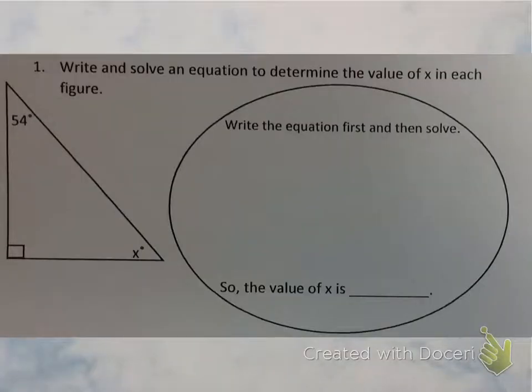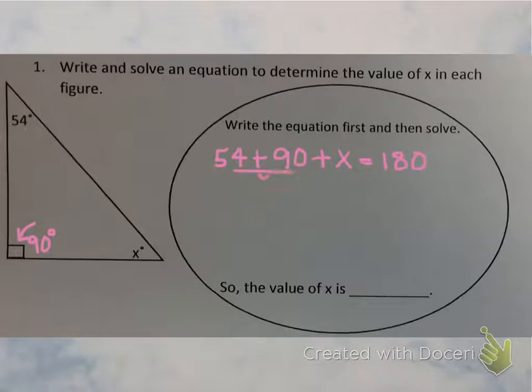Let's practice. Write and solve an equation to determine the value of x in each figure. So we're given angle 54. We don't have a value right here, but that box tells us that it is 90 degrees. Remember, we set all of the angle measurements adding to each other, even our x, and the sum of all three angles adds up to 180 degrees, so that's what I am putting there. Our first step is to add.